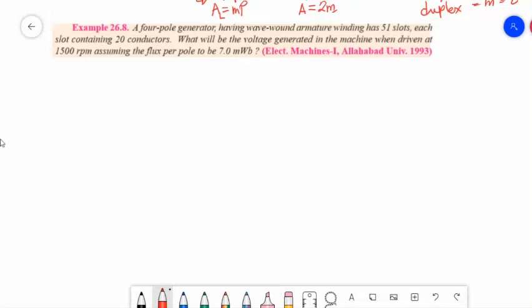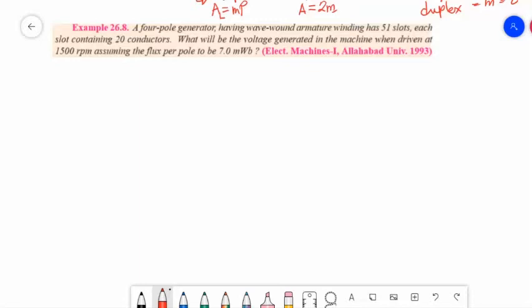We have an example here, from the book by Theraja. A 4-pole generator having wave-wound armature winding has 51 slots, each slot containing 20 conductors. What will be the voltage generated in the machine when driven at 1,500 revolutions per minute, assuming the flux per pole to be 7 milliweber?